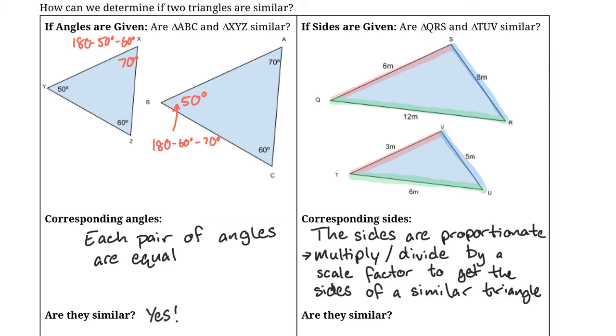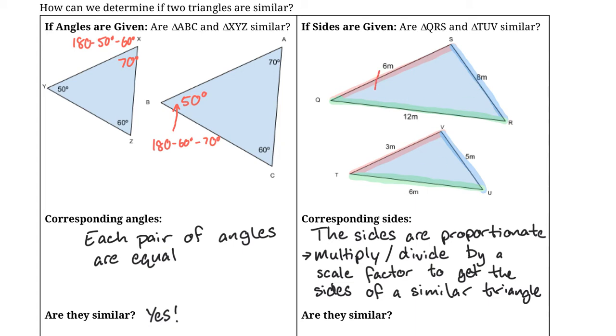And that number is going to be known as your scale factor. So that's the number you can either multiply or divide all the sides in your triangle to get the sides in the other triangle that is similar. So let's compare the sides of these two triangles to see if they are similar.